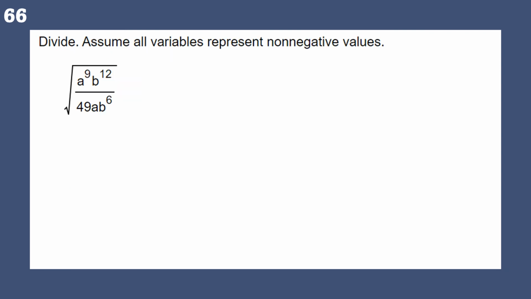Divide. Now, this is a square root over a fraction. And so the nice thing about a square root over a fraction is you can deal with it separately. In other words, I can say that this is the same as the square root of a to the ninth, b to the 12th, which if we were to try to take out all the pairs we can, what we'd end up with is a to the fourth and b to the sixth, and there's one a that didn't match up. And that would be that.